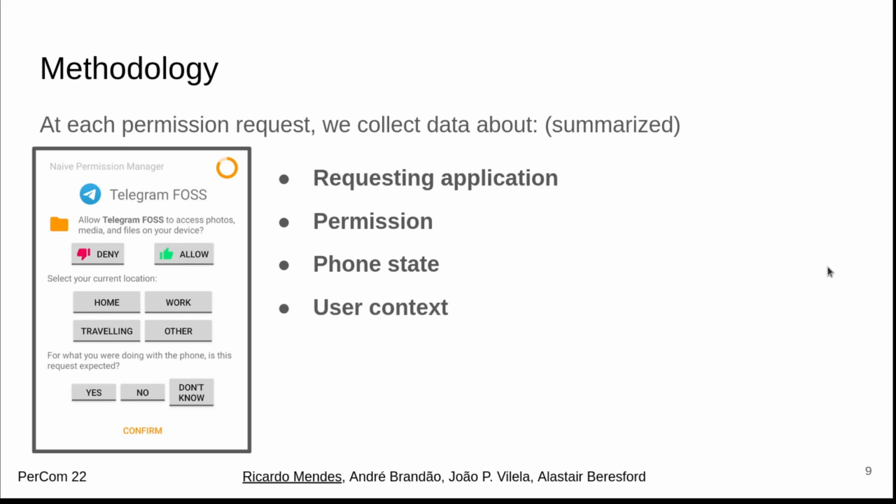We'd also collect data about the user context, not only the semantic location from the input, but also the current local time, and if the user is in an event according to their calendar. And then we would collect the expectation, which is the answer to the question, for what you are doing with the phone, is this request expected?